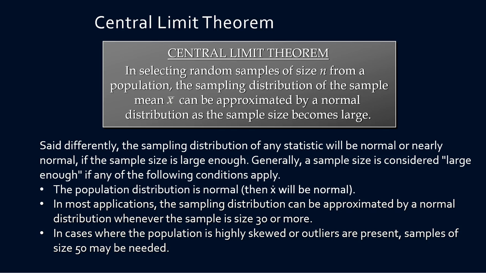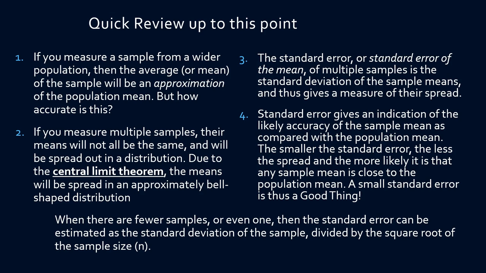Okay, all right. So a couple of things to keep in mind. If you measure a sample from the wider population, the average or the mean of that sample will be an approximation. We're taking a sample to approximate the mean. Okay. If you measure multiple samples, their means will not all be the same. That'll make sense to us, and they will be spread out in a distribution. Due to the central limit theorem, the means will be spread in approximately a bell-shaped distribution. So that's where we can use our normal distribution.